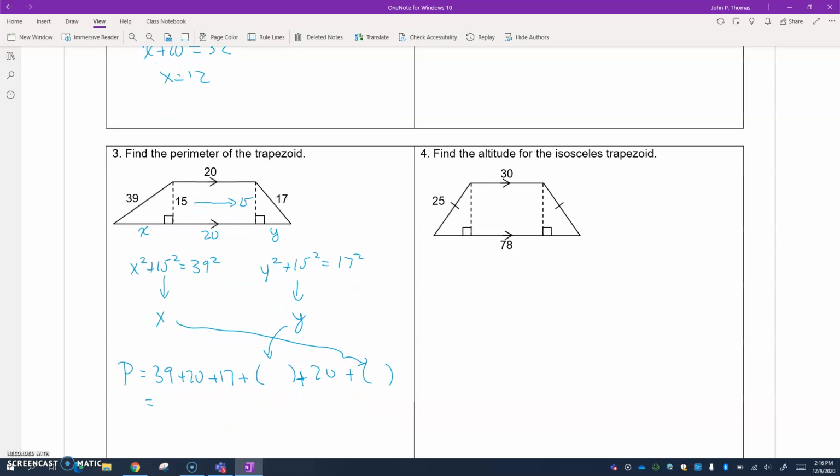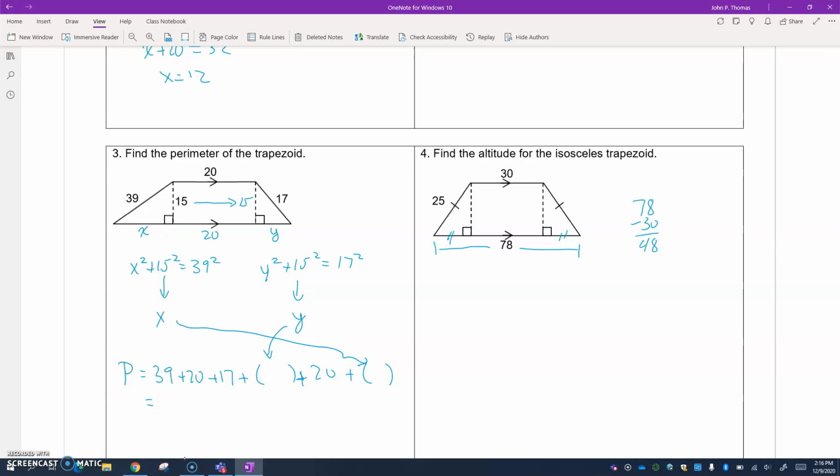Now, looking at 4, again, very similar problem, but this one we have to do one thing. Just like we did in class today, it's isosceles trapezoid, so you know these two base pieces are actually going to have to be the same length. All right, so we have 78 all the way across. So to find those two pieces, I'm going to start with 78 minus 30 to find out how much more we have on the bottom base than the top base. All right, and that's going to be 48.